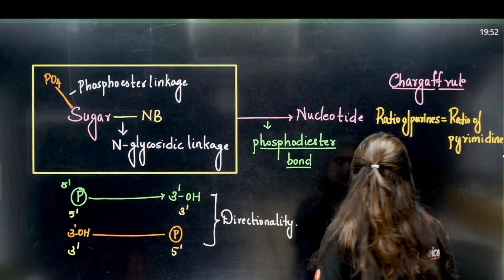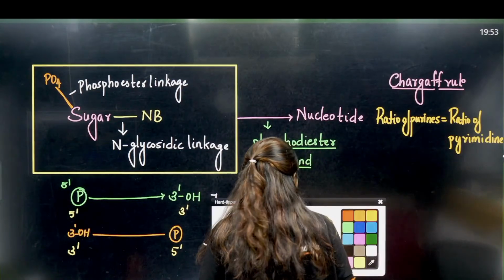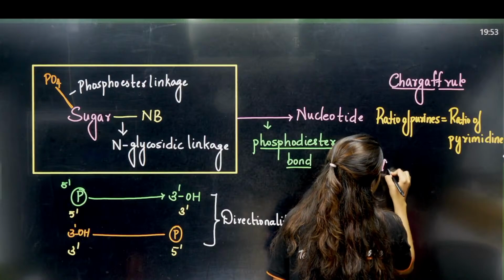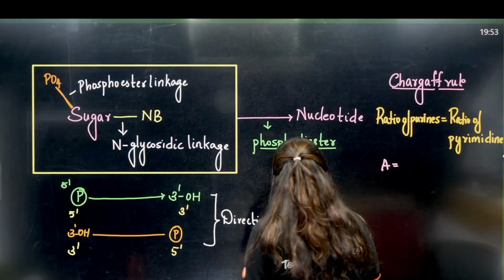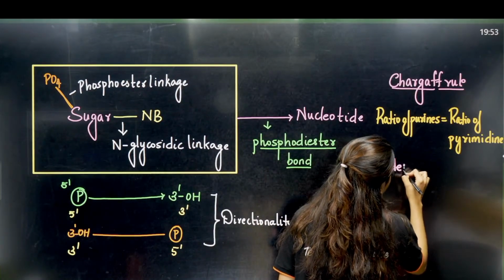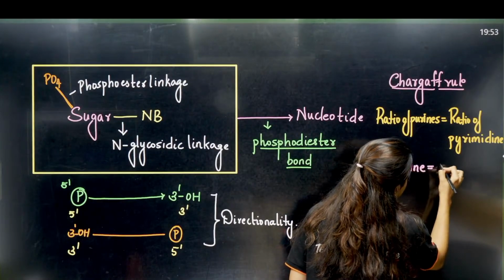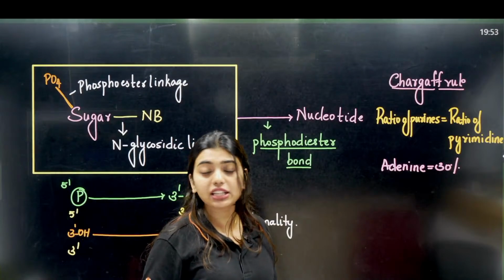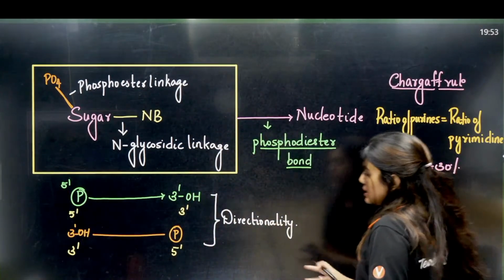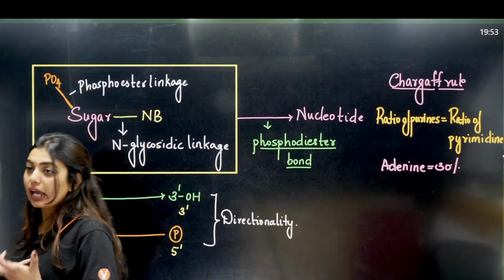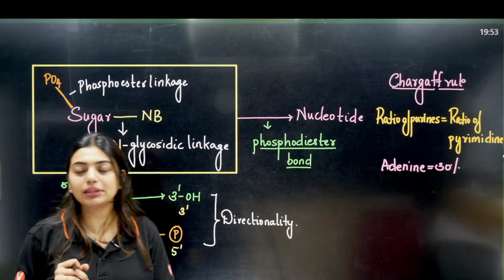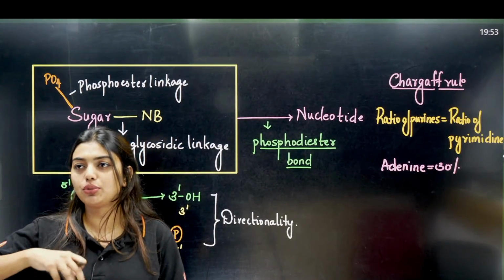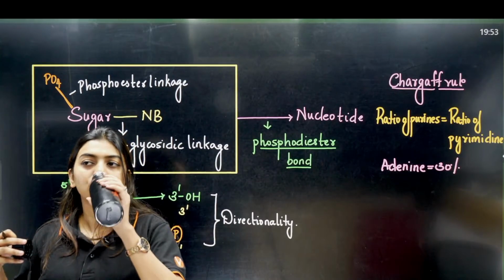That means how many A's are there? Let's take an example. A is 30%. A is what? Adenine. Okay, I'm writing adenine. Adenine is 30%. Then how many thymine should be there, because adenine is going to bind with thymine? How many thymine should be there? All of you tell me in the chat.